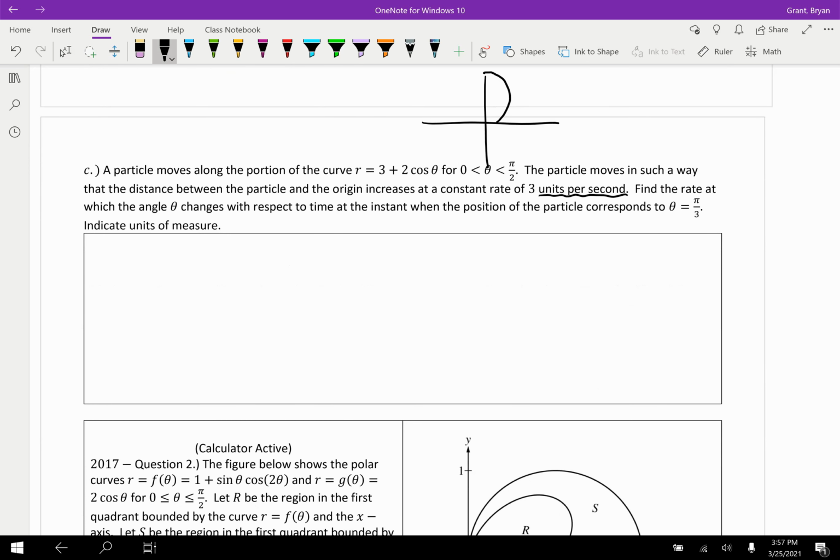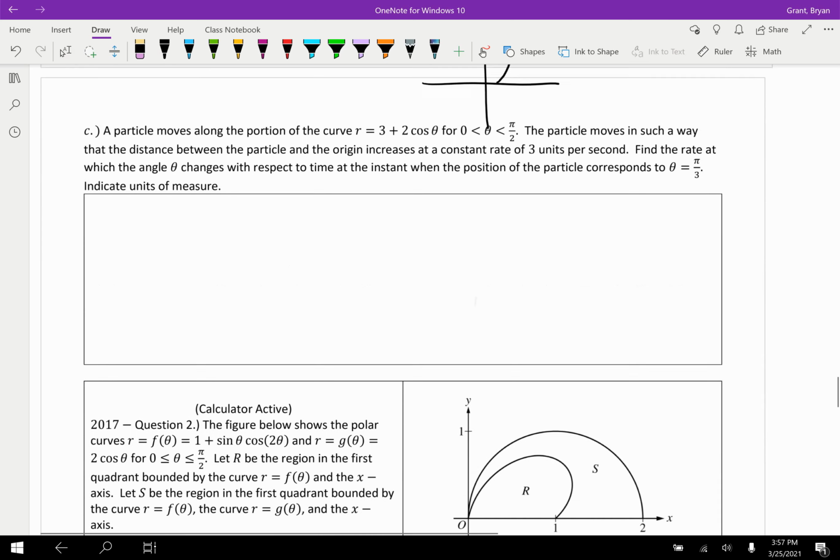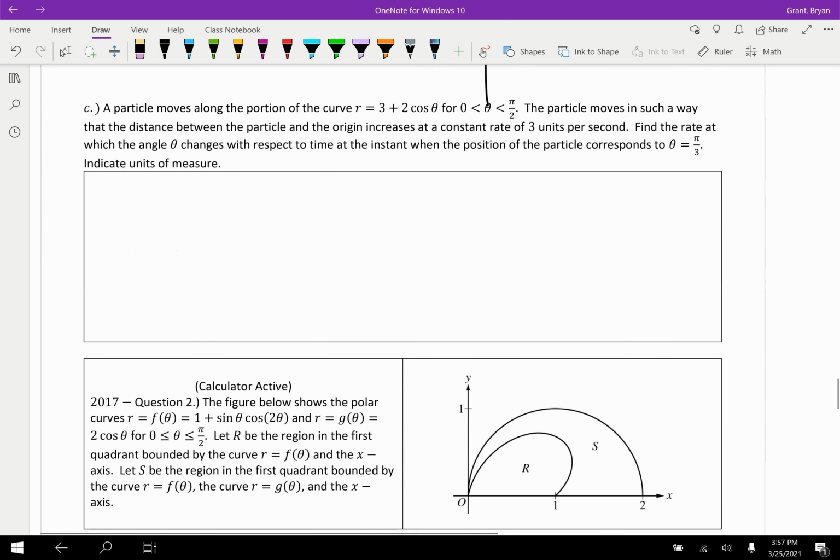That's a d/dt question. Because my original doesn't have t, I'm recognizing this as related rates. Oof, that's been a while. So how do we set up related rates? Well, we start with the rates that we know. What rate was given to us? We're reading through. The distance between the particle and the origin increases at a rate of 3 units per second.